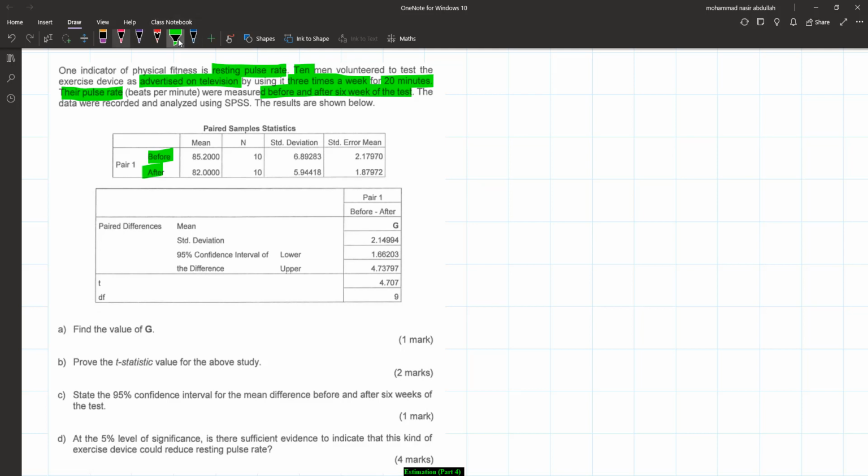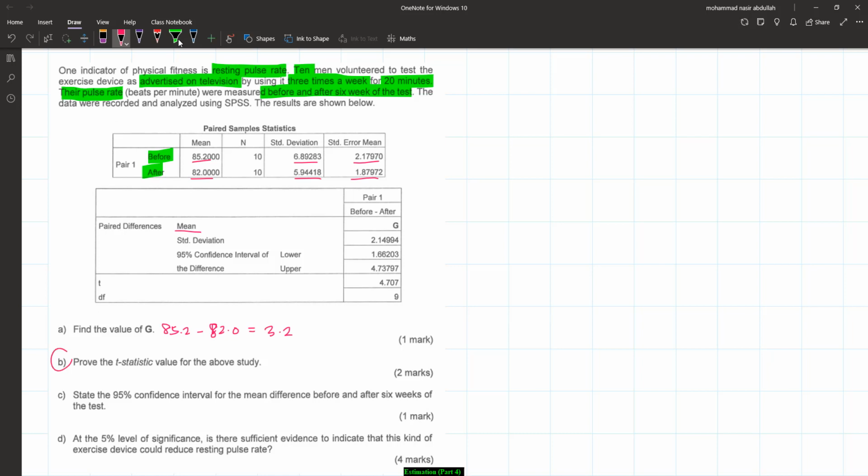So we have a mean of 85.2 for before and 82.0 after, and standard deviation before and after, standard error before and after. So find value G. G is the mean of difference. So mean of difference means 85.2 minus 82.0, which is equal to 3.2. So 1 mark.